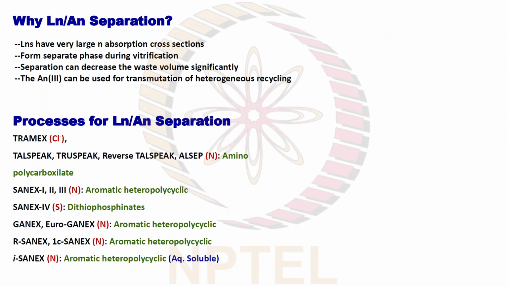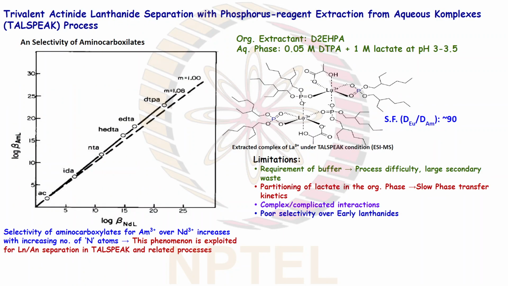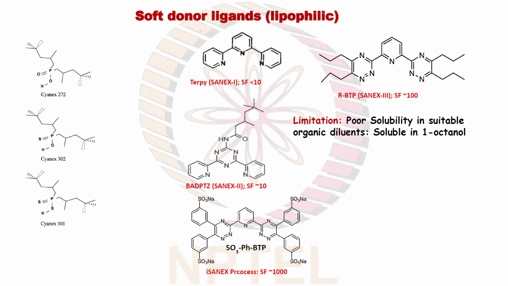SANEX 1, 2, 3, which is aromatic heteropolycyclic, SANEX 4, which is dithiophosphonates, GANEX, EURO-GANEX, which is aromatic heteropolycyclic, R-SANEX, 1C-SANEX, aromatic heteropolycyclic, i-SANEX, aromatic heteropolycyclic, which is aqueous soluble. Now then there are soft donor ligands, Terpy, BATP, and then i-SANEX, BTP.